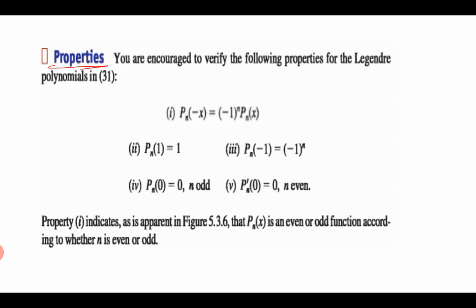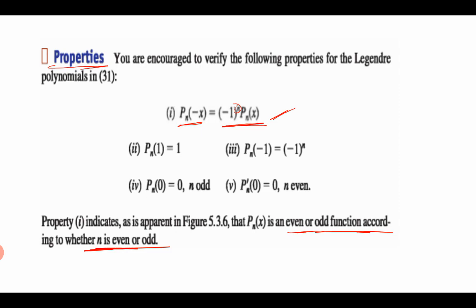And some properties of Legendre's functions. Pn of negative x is negative one to the power n of Pn of x, obviously depending upon the value of n. It is an even or odd function depending upon the choice of n, because it will retain the negative when n is odd, and it will eject the negative if n is even. So obviously this property will tell you whether the function is odd or even depending upon the choice of n.